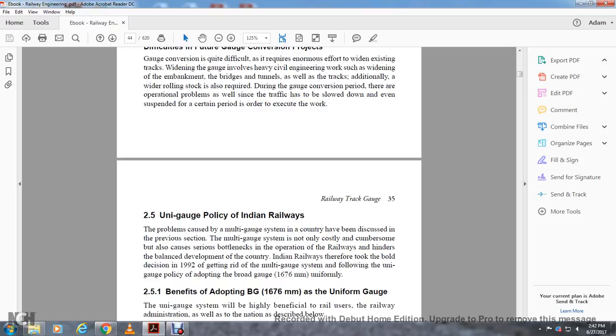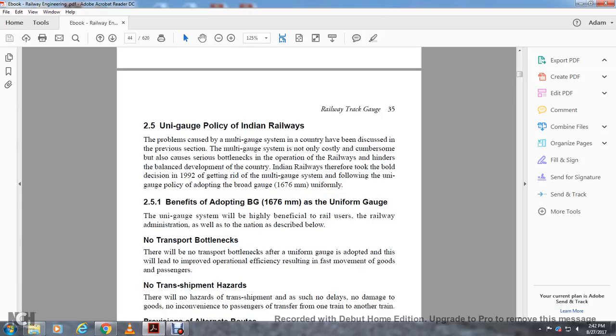The decision in 1992 to get rid of the multiple gauge system followed a uniform policy of adopting the broad gauge of 1676 millimeters. 2.5.1 Benefits of adopting the broad gauge of 1676 millimeters as a uniform gauge. The uni-gauge will be highly beneficial for the railway administration as well as the nation, as described below.